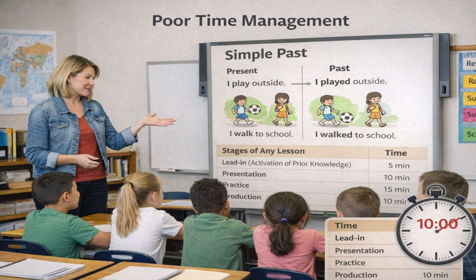Another common mistake in classroom management is poor time management. Many teachers do not plan their lessons properly based on time. Each stage of the lesson is important to achieve the learning outcome. When a teacher spends too much time on one stage, like presentation, it affects the time for the next stages, such as practice and production. As a result, students may not get enough time to practice or produce the language, which reduces the effectiveness of the lesson. That's why teachers need to plan their lessons carefully.